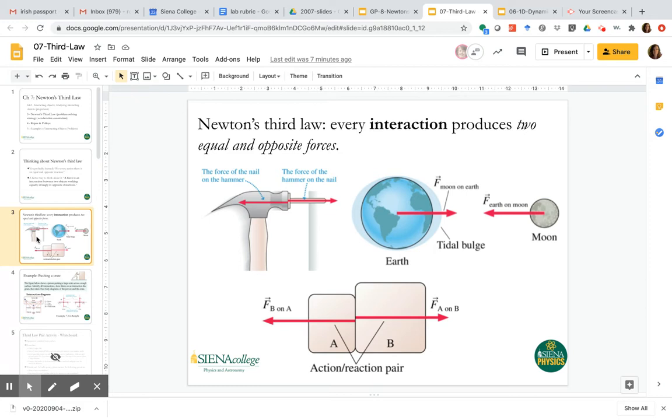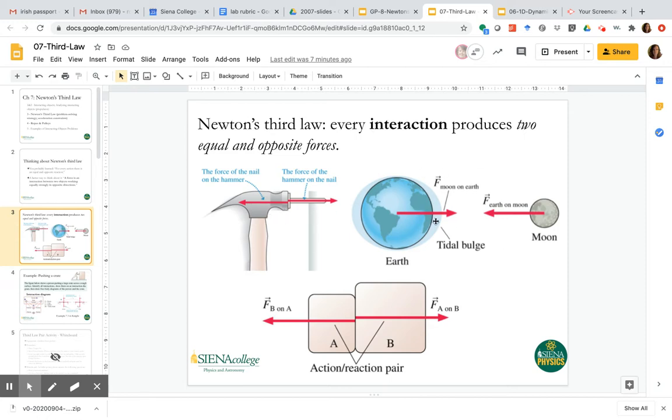So there is a hammer hitting a nail, right? We know that the nail feels a force because it's driven into the wall, but the hammer feels an equal and opposite force that the nail exerts on it from that contact interaction. And if you've actually hammered a nail in, you know that if you hit it hard, the hammer can bounce back a little bit.